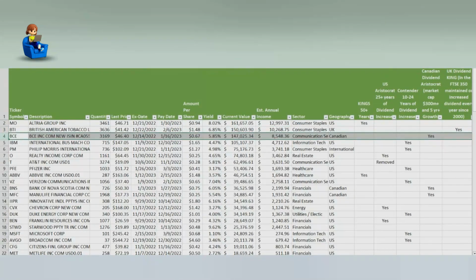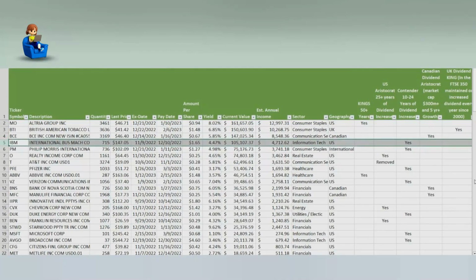And the next position is BCE. I've also got over 3,000 shares of it with 3,169 shares and another big payout in January at a 5.85% yield, almost $150,000 worth. And BCE generates over $8,500 in annual dividend income. It's a wonderful Canadian telecom dividend aristocrat. And the last dividend increase for BCE was just over 5%.